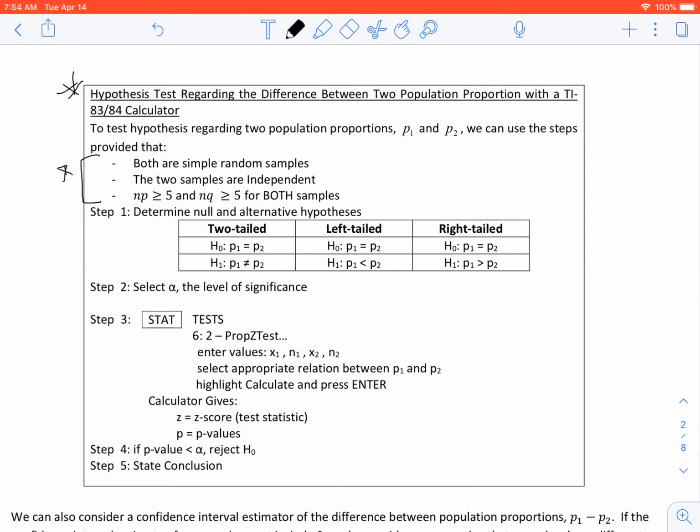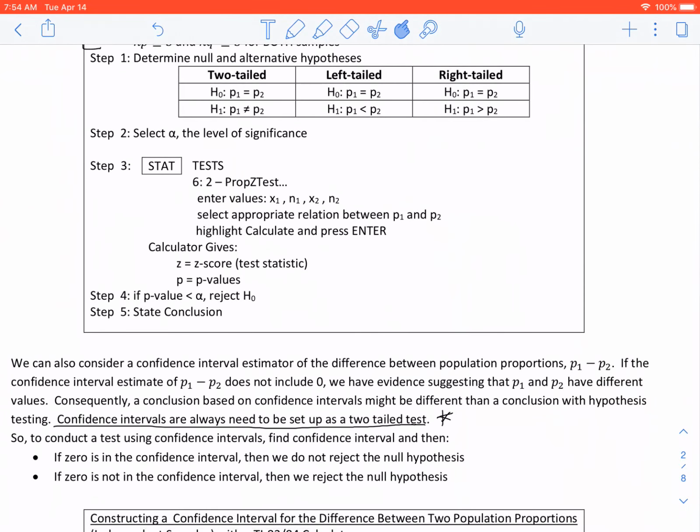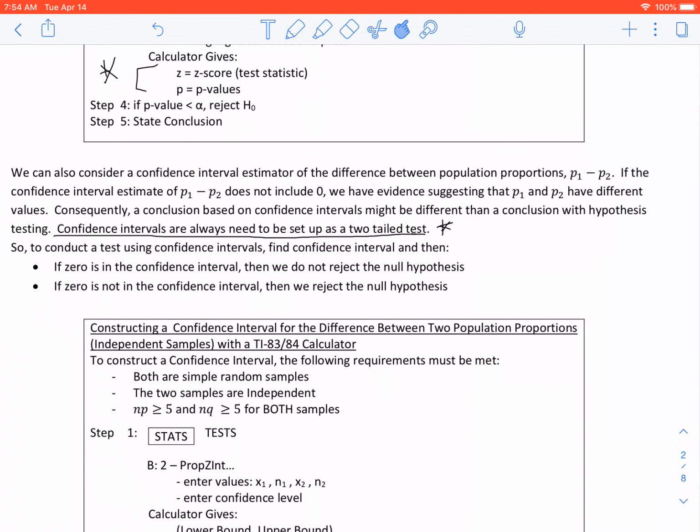Select alpha, which again is usually given to you. And then try it on your calculator to make sure you understand how your calculator works. Stat, test, for me it was number 6, which is 2-PropZTest. You need to enter in x1, n1, x2, n2. Select the appropriate relationship between P1 and P2. Calculate and then enter. You're going to get 2 output values that are important to us. One is z, which is our test statistic, and one is p, which is our p-value. And then going through our test, it says if the p-value is less than alpha, we reject H0, and then state our conclusion.